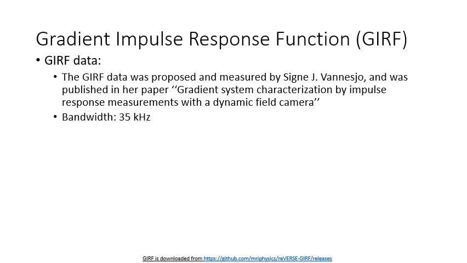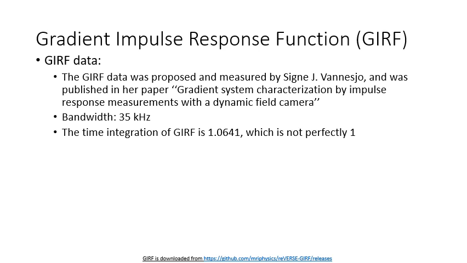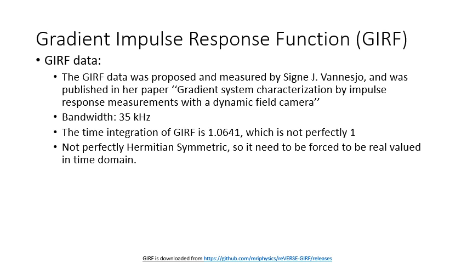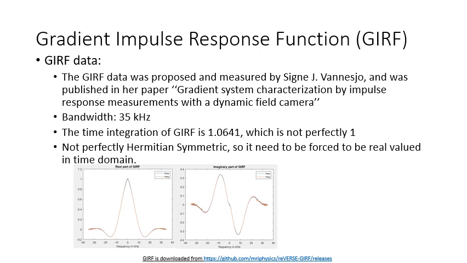The GIRF data is downloaded from GitHub and it was measured by Vannesjo. The bandwidth of the GIRF data is 35 kHz. I found there are some inaccuracies in the GIRF. First, the time integration of GIRF is not exactly 1, and it is not perfectly Hermitian symmetric, so I forced it to be real valued in the time domain. This is the real part of GIRF, the imaginary part of GIRF, and the GIRF in the time domain.